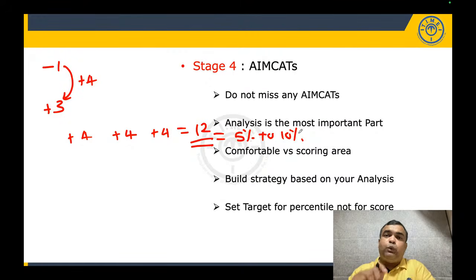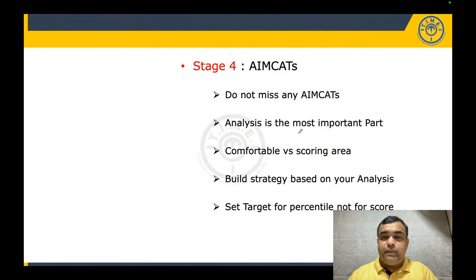So just by making one mistake less in every section, your overall score can improve by 5 to 10 percentile without getting anything extra correct. Getting the idea? So that analysis is very, very important.